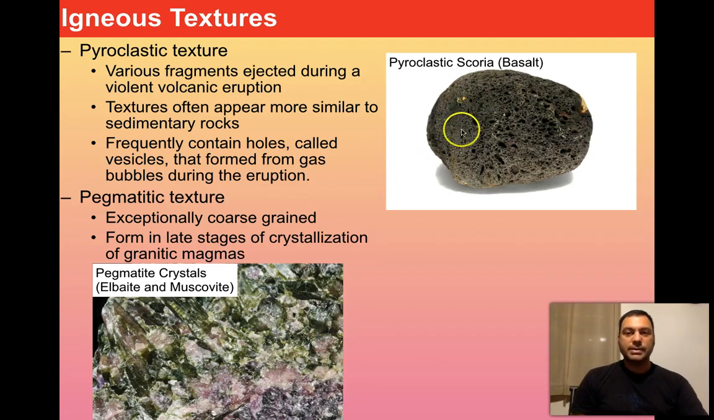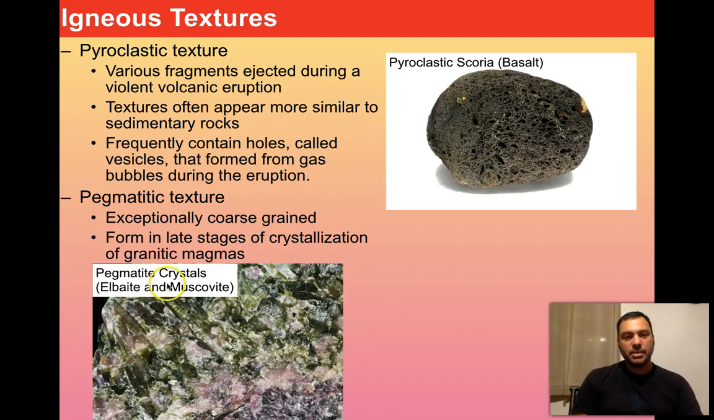Okay, we contrast that with its kind of intrusive cousin. So this is the one that extrudes very fast, the gases get out. What if it cools very slow and the gases never get out? Well, that gives us this thing down here. So this is a pegmatitic texture. It's exceptionally coarse grained, really large crystals actually, that form in late stages of crystallization of granitic magmas.